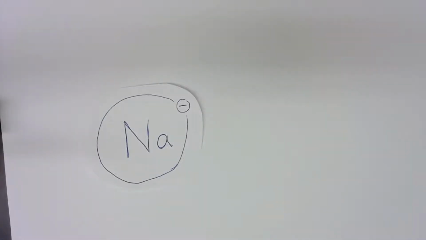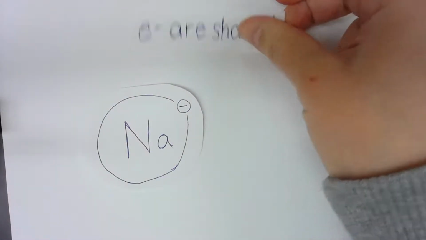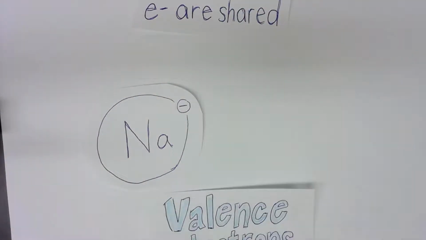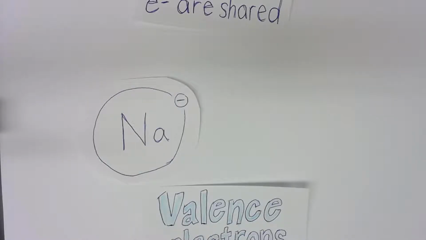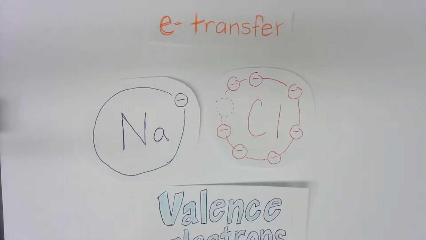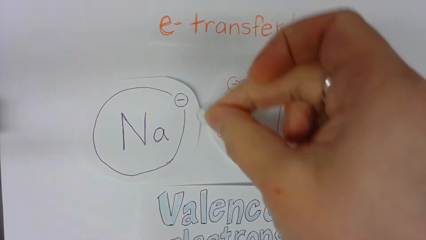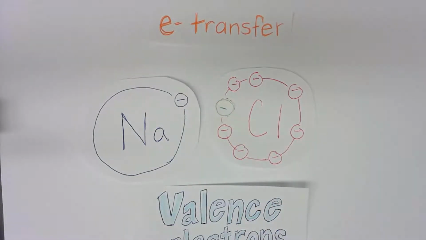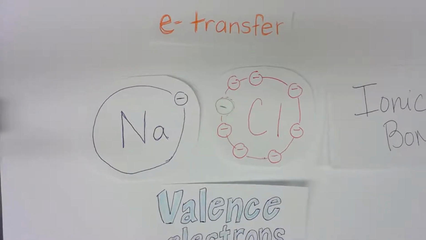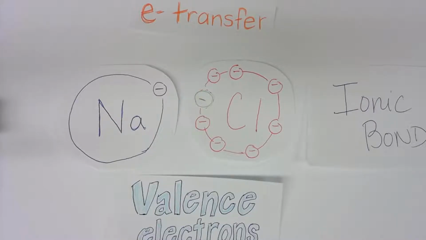Sodium is a metal. It has one electron in its outer shell to give away. When it bonds with a nonmetal, the electron will be transferred from the metal to the nonmetal. Say chlorine. Chlorine wants one electron in the outer shell, so sodium's electron will move to chlorine. This forms an ionic bond. You have a cation, which is sodium, and you have an anion, which is chlorine. Cations are positively charged, anions are negatively charged.